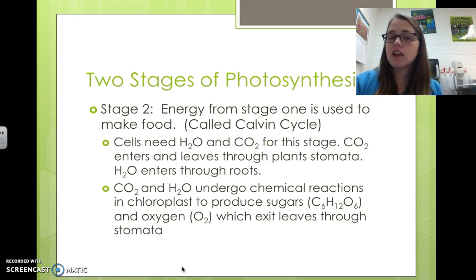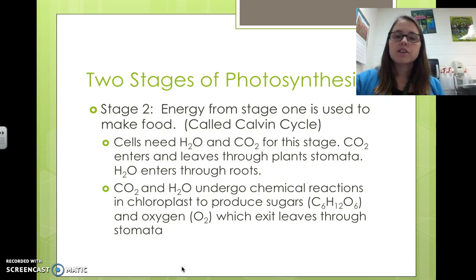The second stage is where the energy from stage one is used to make food. This is called the Calvin cycle. Here we actually use the energy we got in the light-dependent reaction, or stage one, and we take water and carbon dioxide and rearrange them with that energy, and we create sugar, C6H12O6 or glucose, as well as oxygen.